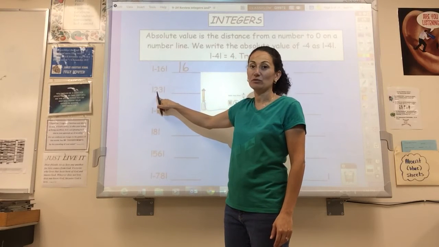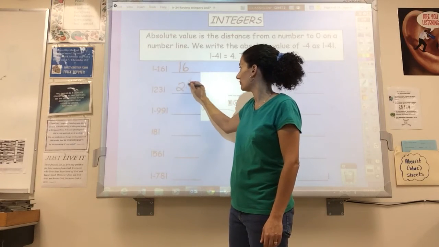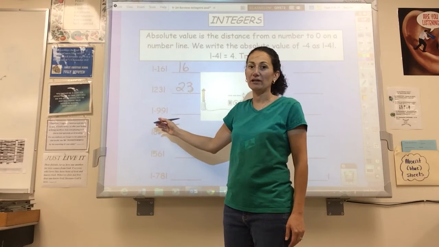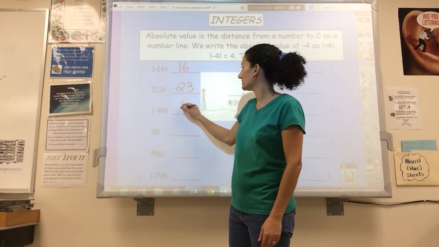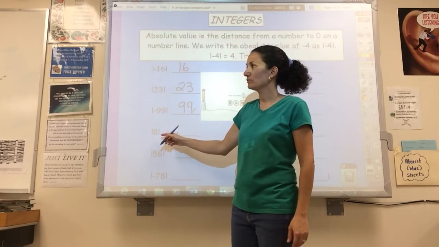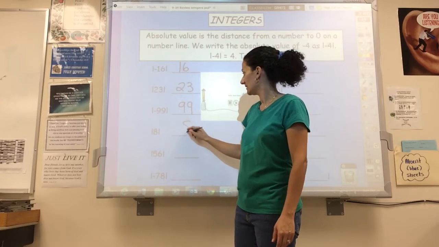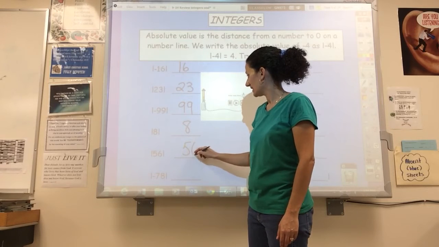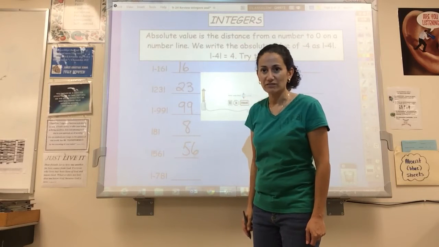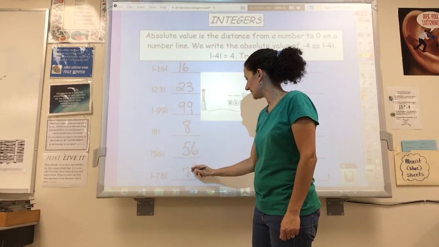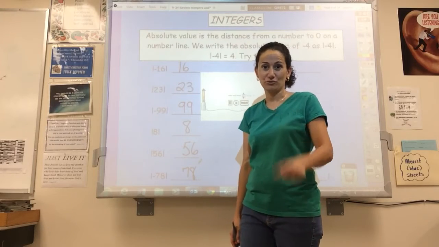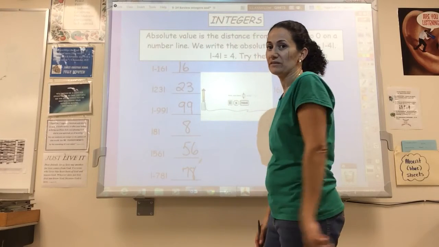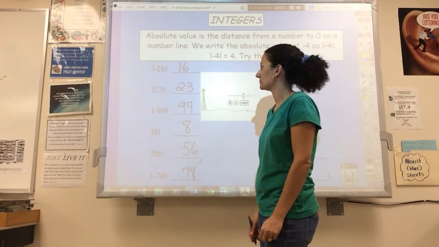The absolute value of 23 is 23. The absolute value of -99 is 99. The absolute value of 8 is 8. The absolute value of 56 is 56. And the absolute value of -78 is simply 78. How'd you do? We'll talk more about this tomorrow and try some more practice problems.